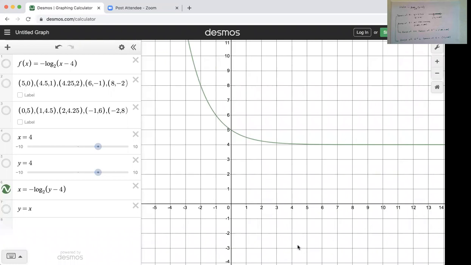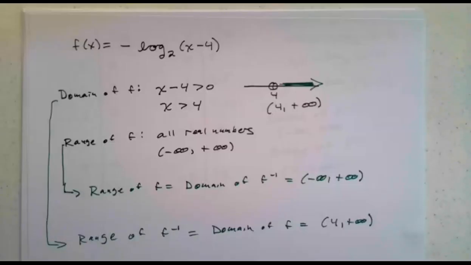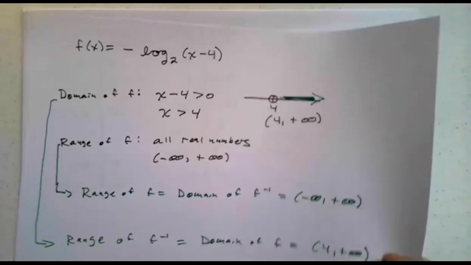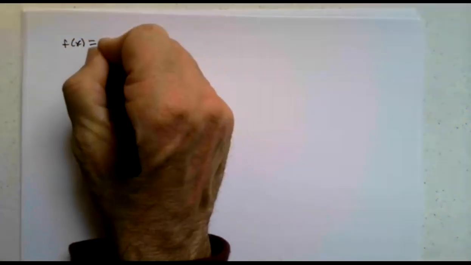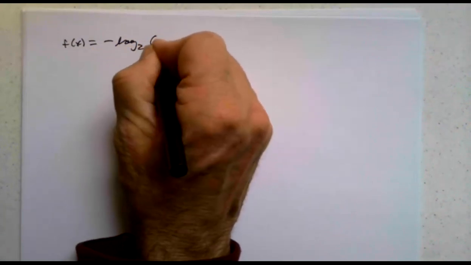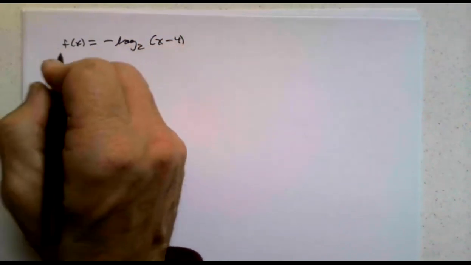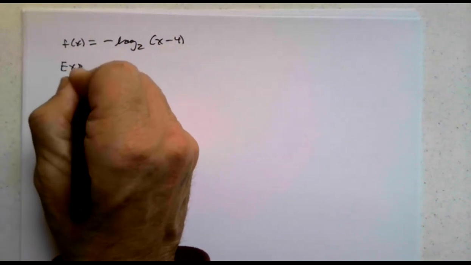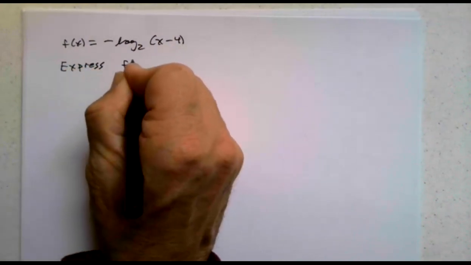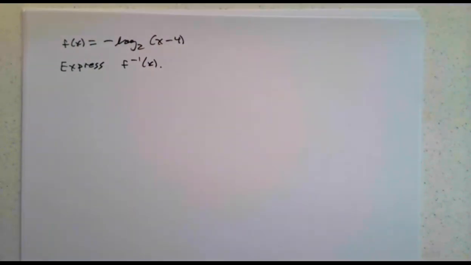Now, the last thing I want to do with this analysis is to determine what is F inverse. We've written it as an equation, x equals negative log base 2 of y minus 4, but what is that as a function of x? So again, what did we start with? We started with the function f of x equals negative log base 2 of x minus 4. Our goal is to express f inverse of x as a function of x, right? We want to get f inverse as a function of x.